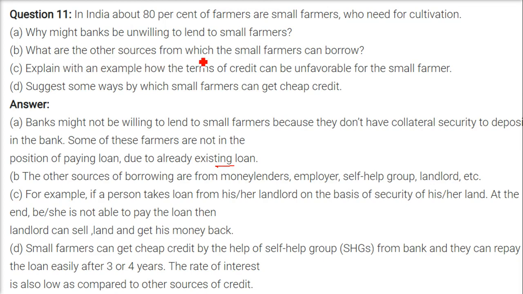What are the other sources from which small farmers can borrow? The other sources, that is the informal sources of borrowing, are moneylenders, employers, self-help groups and landlords.